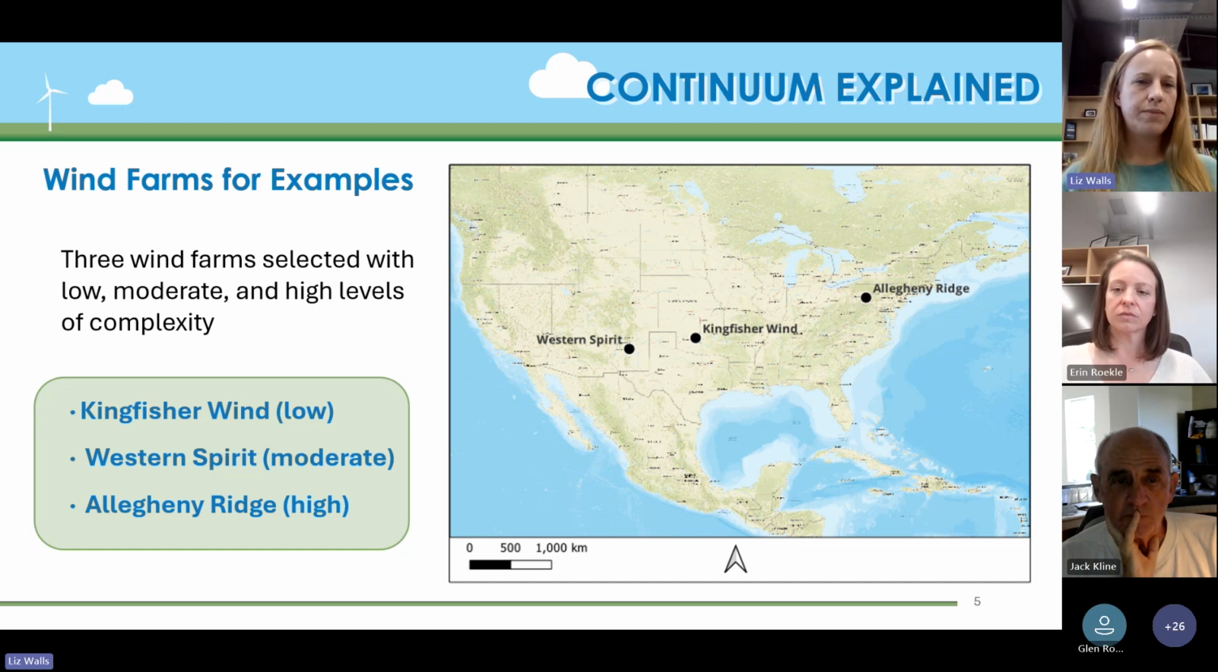The site with low complexity is Kingfisher Wind. This is located in Oklahoma, a pretty flat site with low terrain complexity. Then we have Western Spirit in New Mexico. This is a moderately complex site. And then up in Pennsylvania, we have a highly complex site, Allegheny Ridge.